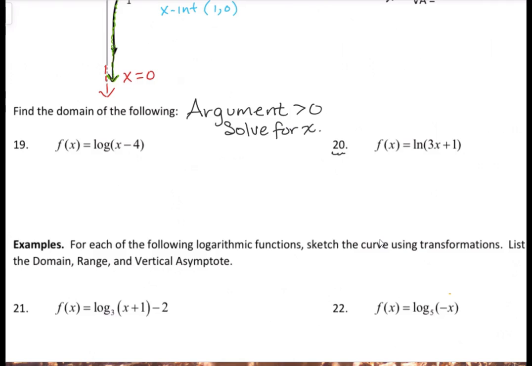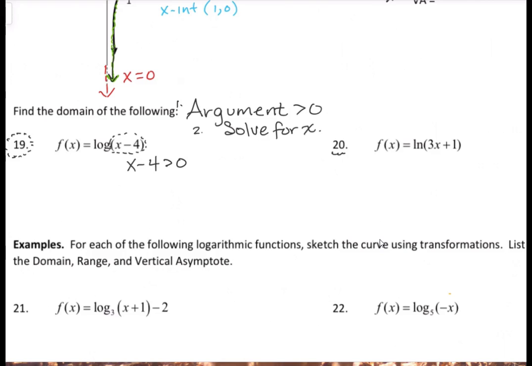I've started with number 19. I don't know where 1 through 18 went, but we're starting with number 19. We want to find the domain of the log of x minus 4. So I want to just follow these two steps. I want to set the argument, which is x minus 4. Remember, the argument is what you're taking the log of. And I want to force that to be greater than 0.